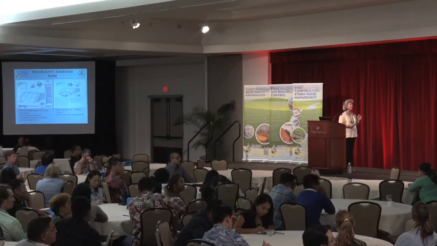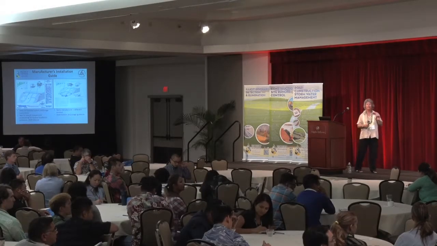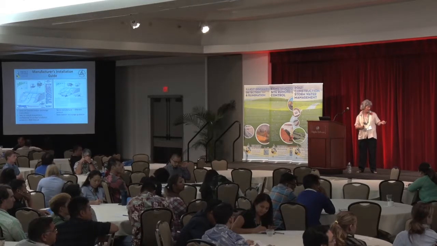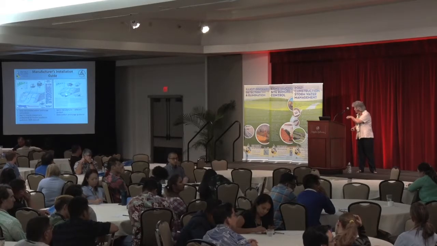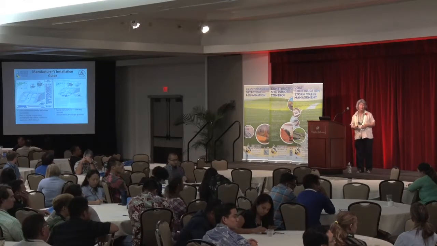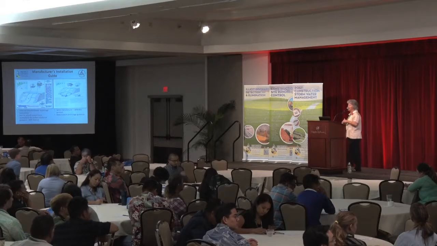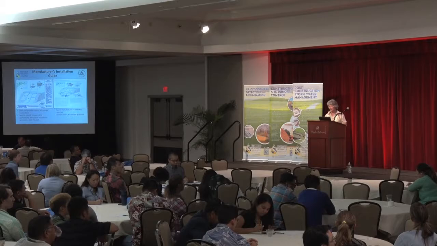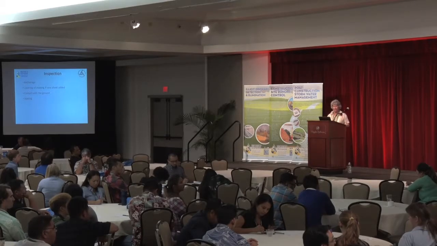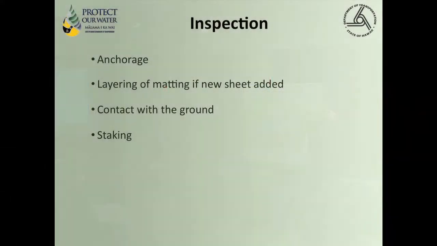The one on the right is the same manufacturer, different product. They give a terminal anchorage. So they do think about how to anchor the bottom. And in that case, you can use that anchorage. When I inspect, I look at the anchorage. I look at the layering. I make sure it has good contact with the ground. And I'll look at the staking.